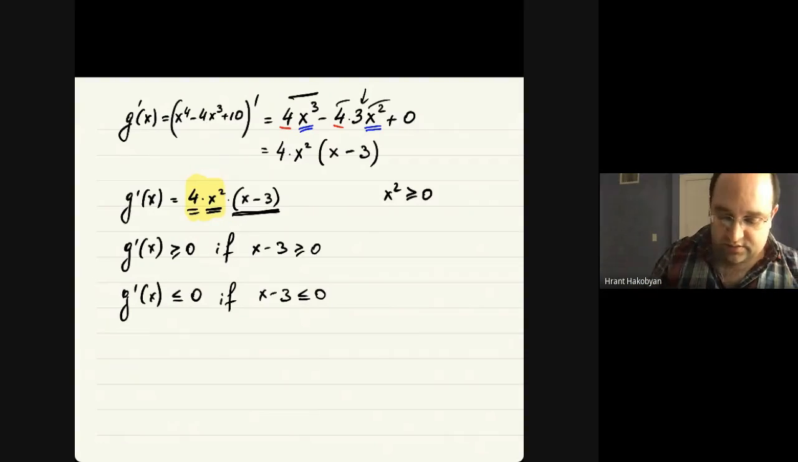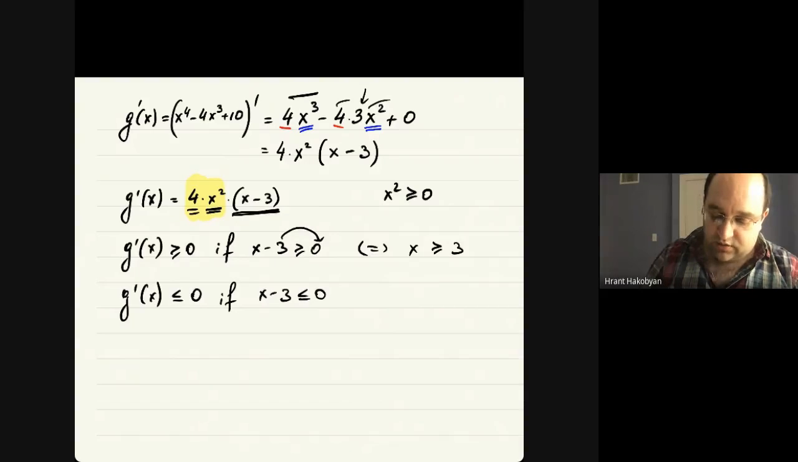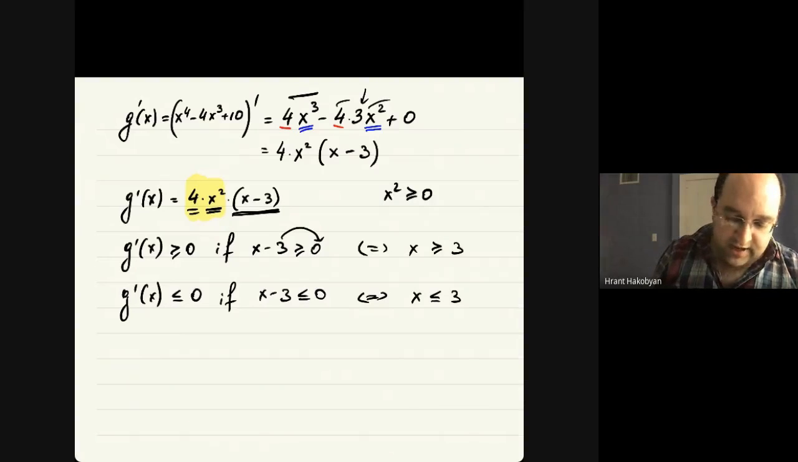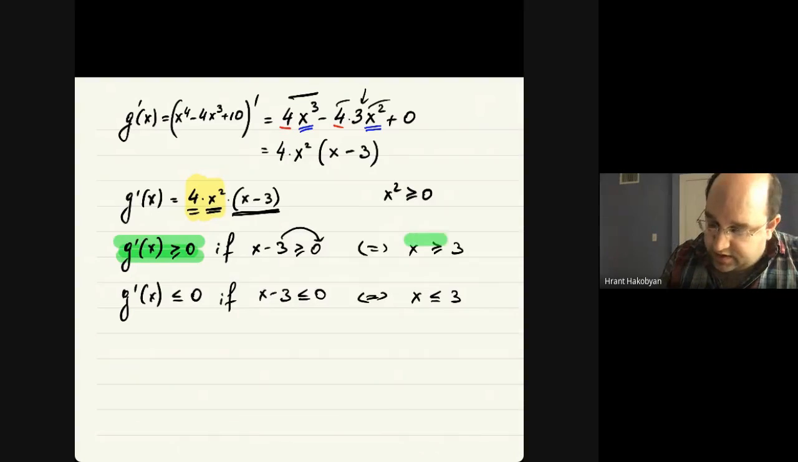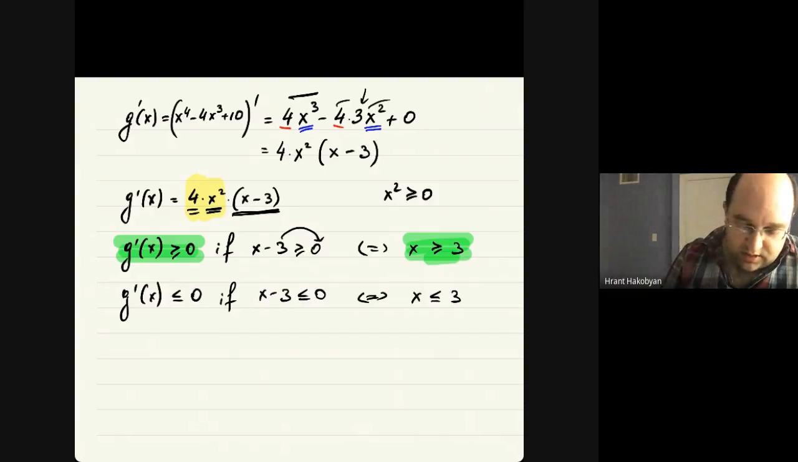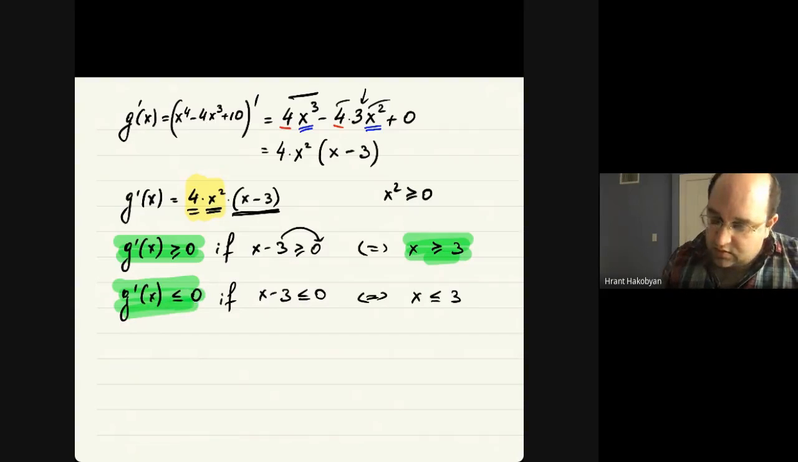So in this case, we have x minus 3 is greater than or equal to 0, but that's the same thing as saying what? X is greater than or equal to 3. How do I get that? I just move 3 from here to there. And similarly here, I have x is less than or equal to 3. So that means the derivative here is positive whenever x is greater than 3, and it's negative whenever x is less than 3.